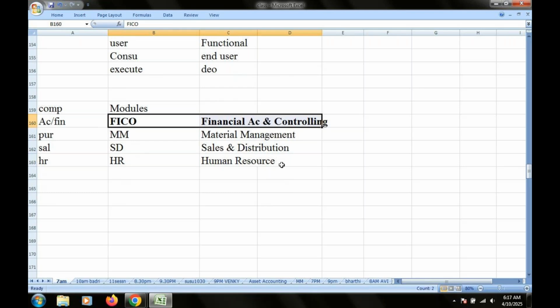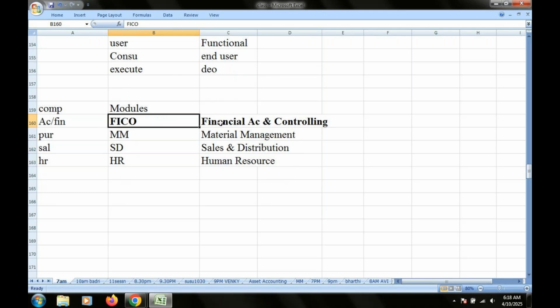What I said before, whenever you are choosing a module, first we have to think about it. If we are commerce students, then it is very easy for us. If it is a non-commerce student, they will go for MM and SD. Especially with SD, if they choose the SD module, they require a little bit of marketing knowledge, then only they will be suited for the sales part. So out of all this, today we are going to discuss FICO.